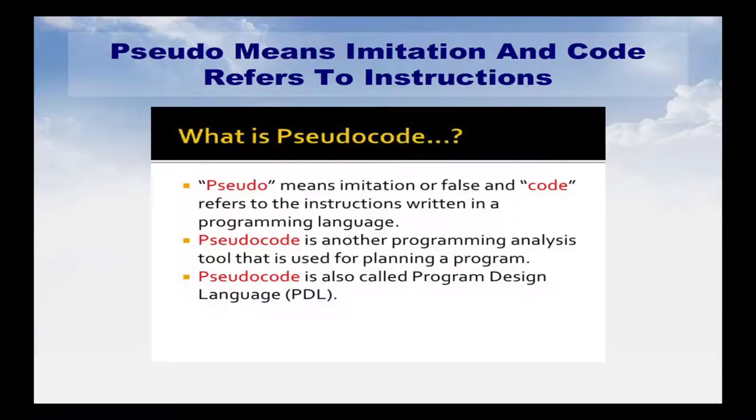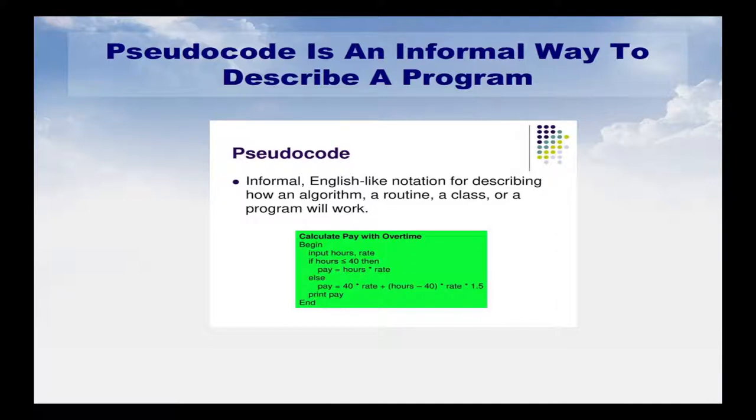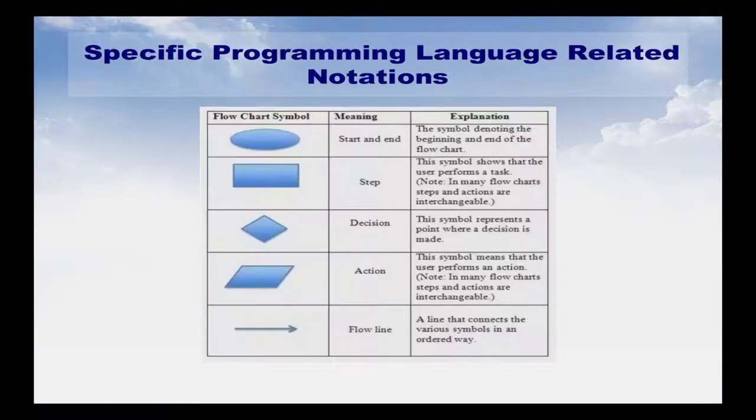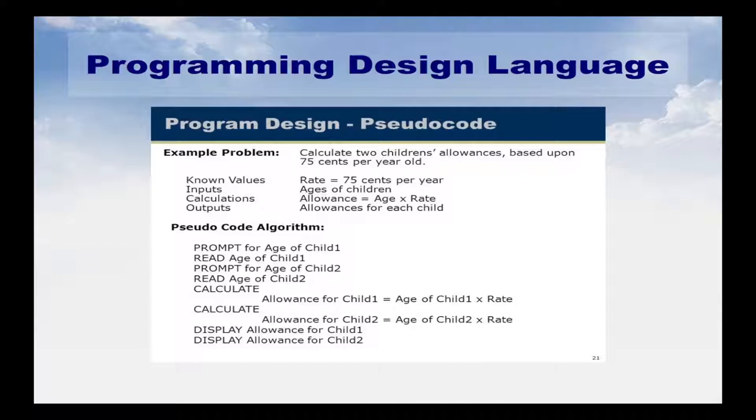Okay, so what is pseudocode? Pseudo means imitation and code refers to instructions. It is a way of describing an algorithm without using any specific programming language related notations. It is written using plain English statements. It is also known as programming language design. As I told you earlier, a pseudocode does not have predefined syntax. So, let me tell some commonly used terminologies that may be used while writing pseudocodes.